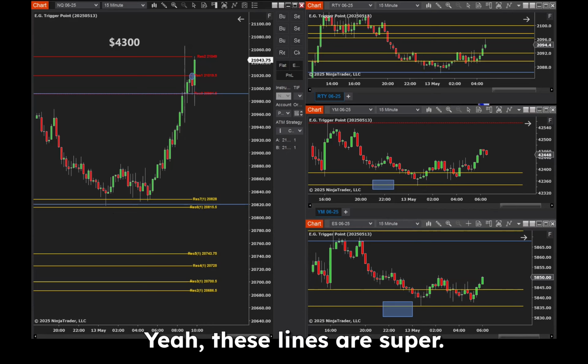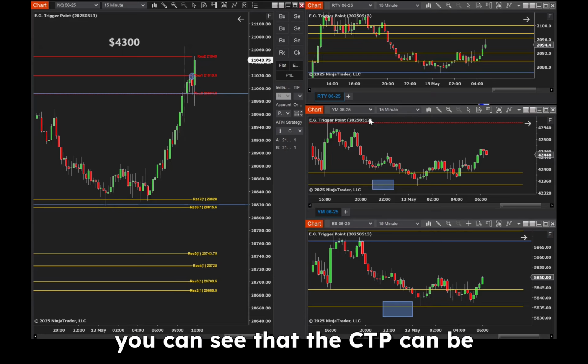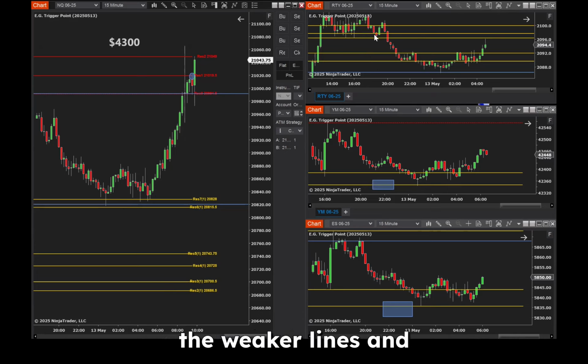Yeah, these lines are super. It gives almost the high and the low of the day ahead of the trading day. Yeah, exactly. I mean, there are many lines. Sometimes there are many stacked lines, but if you spot equivalent lines, you can see that the CTP can be useful in filtering out the weaker lines and remaining with the stronger lines. In many cases, yeah, it can be the high and the low of the day.